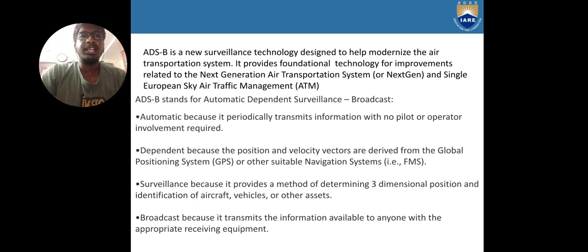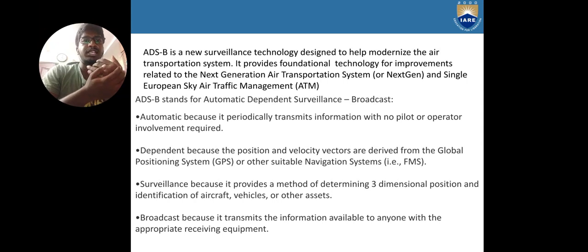ADS-B is a new surveillance technology designed to help modernize the air transportation system. It provides foundational technology for improvements related to the Next Generation Air Transportation System and Single European Sky air traffic management. ADS-B stands for Automatic Dependent Surveillance Broadcast.